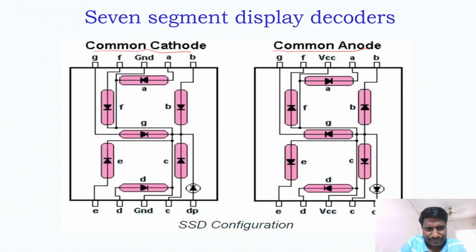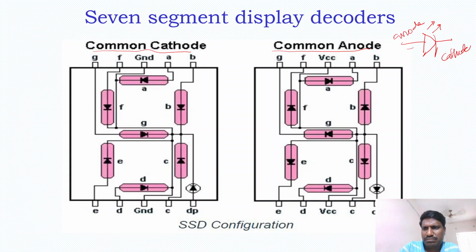If I take a diode, what is that diode that we are dealing with now? Here is a light emitting diode. What is the difference between a diode and a light emitting diode? When we turn it on, we will get light. So this is the cathode and this is the anode. Positive terminal, negative terminal, right? So common anode, common cathode.